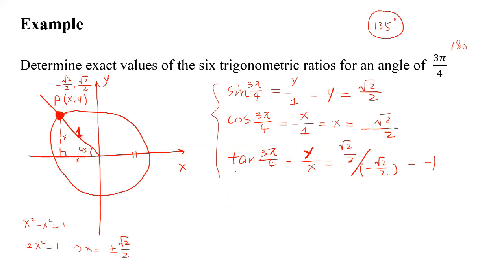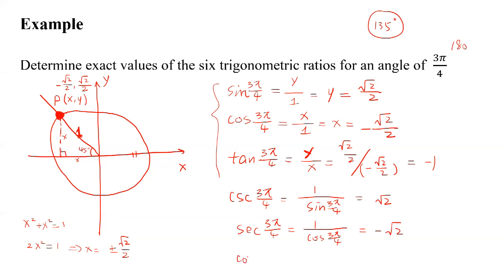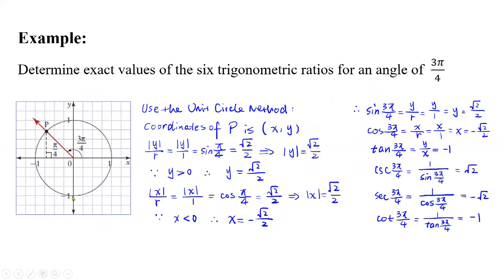And then we can find the secondary trigonometric ratios by using the reciprocals of the primary trigonometric ratios, right? You can either find them using the definition or using the reciprocals. Okay, so first of all, let's have a look at cosecant 3 pi over 4. This is the reciprocal of sine 3 pi over 4, which is square root of 2, right? And secant 3 pi over 4 is the reciprocal of cosine 3 pi over 4, which is minus square root of 2. And cotangent 3 pi over 4 is the reciprocal of tangent 3 pi over 4, which is minus 1. Okay, any questions? You can also check the solutions in the lecture slides, okay?